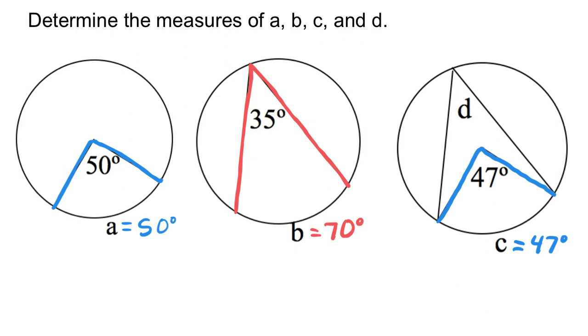And then for our final one here, we've got another inscribed angle, but this time we don't know how big the angle is. So what we're going to need to do is take this 47 and divide it by 2 in order to figure out how big angle D is. If you divide 47 by 2, you'd get 23.5 degrees for angle D.